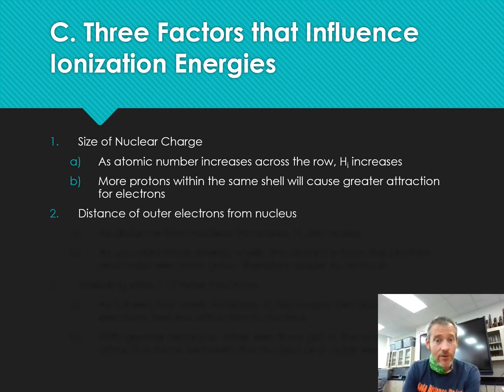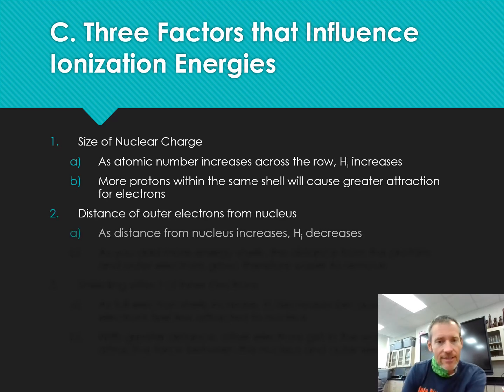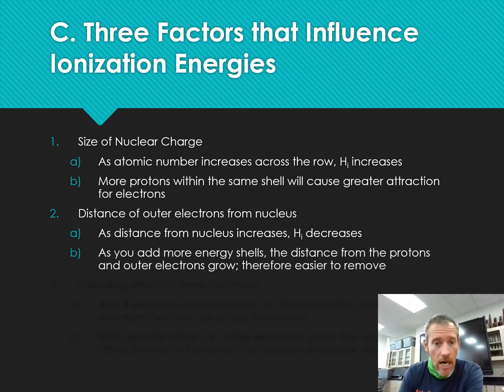The distance: the further you are from the nucleus, the less energy it takes. That's why ionization energies decrease as you go down the periodic table, because there's more distance. They call that shielding. As you add more energy shells, the protons are further away from the outer electrons, therefore they're going to be easier to remove.